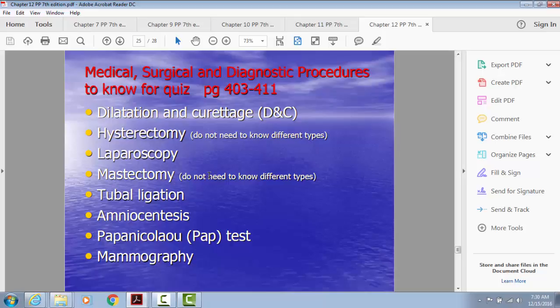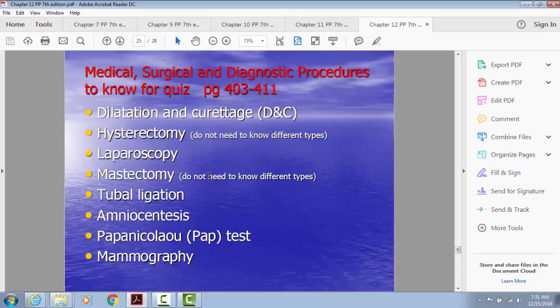Mastectomy is excision of the entire breast. Tubal ligation is a fancy name for female sterilization. They tie, or ligate, which means to burn, the fallopian tubes to prevent pregnancy. Amniocentesis is a procedure done to determine if there's some type of fetal abnormality in the baby before it's born. They take a very long needle and puncture through the abdomen of the female, and withdraw some of the fluid from the amniotic sac and send that for a pathologist to look at.